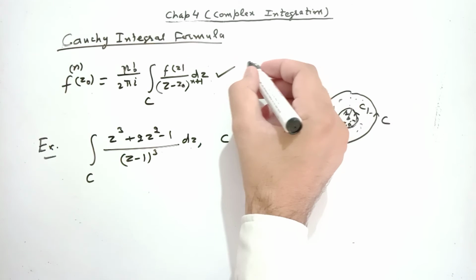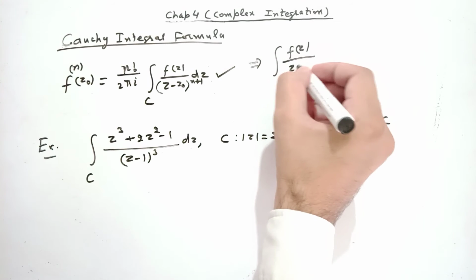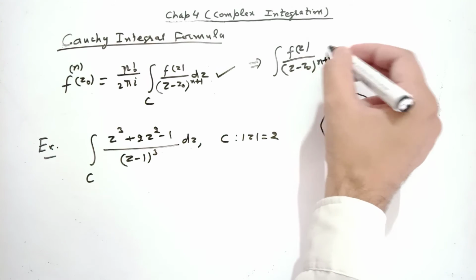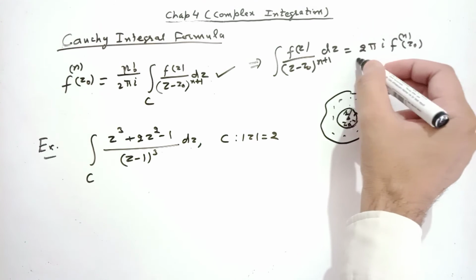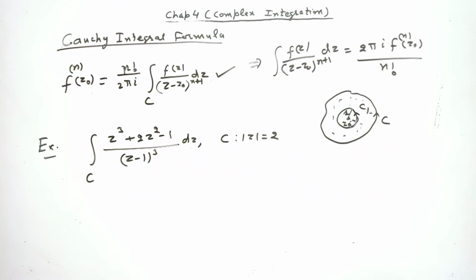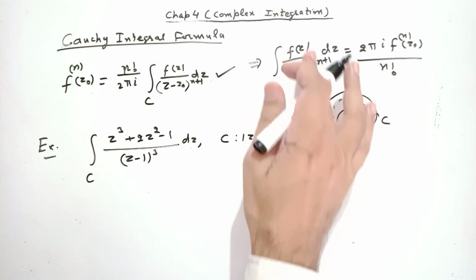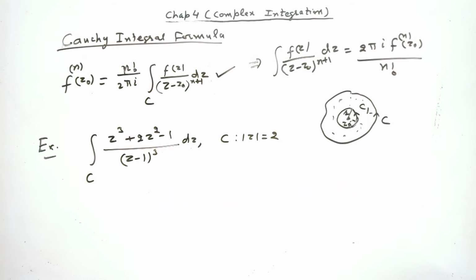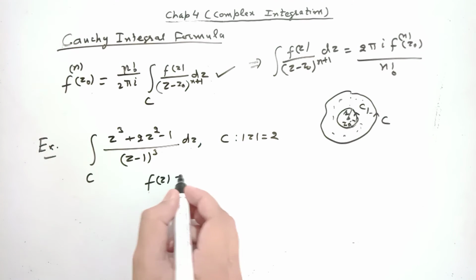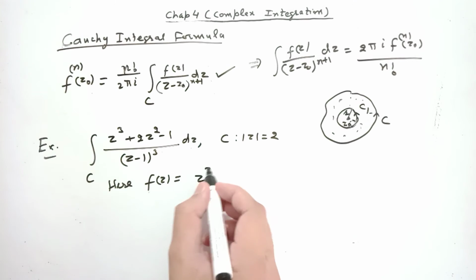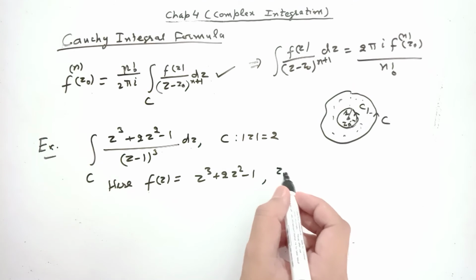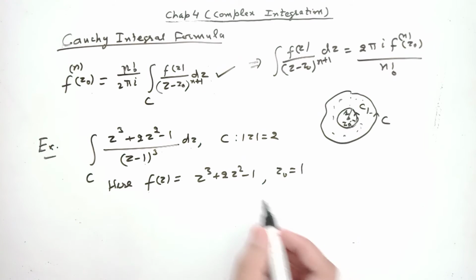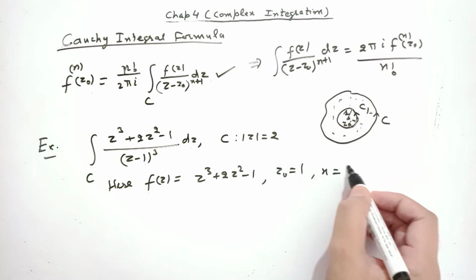From this formula you can write integral of f(z) over (z minus z0) power n plus 1 dz equal to 2 pi i f^(n)(z0) over n factorial. Okay, so we need this integral, means we can solve this kind of integrals using this right hand side. So does it match with this one? Yes. What is f(z) here? f(z) is z cube plus 2z square minus 1. And what is z0? z0 is 1. n is, if we compare with this one, n is 2.